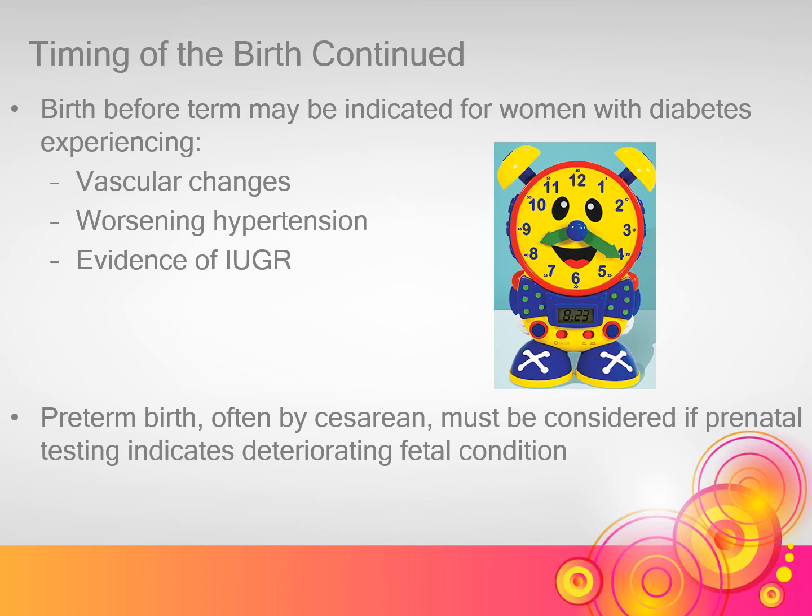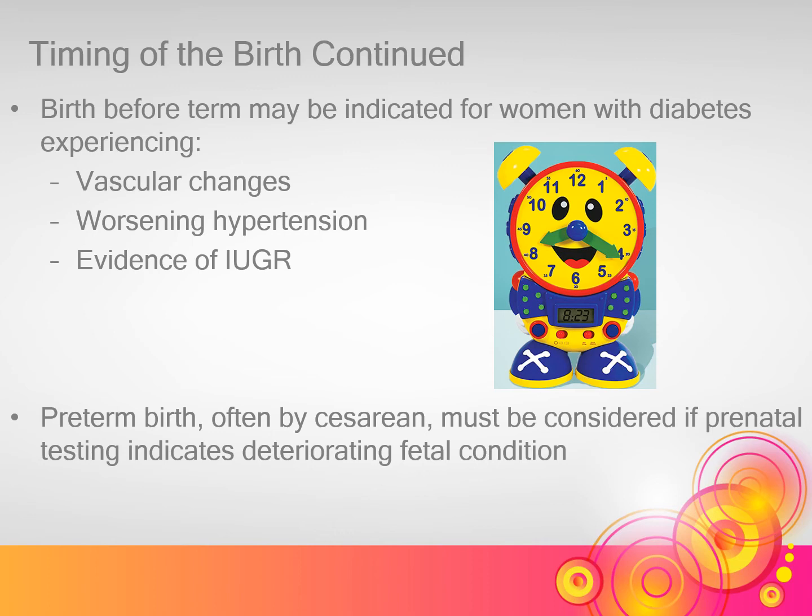All right, birth before term may be indicated for women with diabetes who are experiencing vascular changes, worsening hypertension, and evidence of IUGR. These are mostly going to be seen in your pre-gestational diabetics, not your gestationals. If preterm birth is imminent, then we like to do cesareans. And this should be considered if prenatal testing indicates a deteriorating fetal condition.